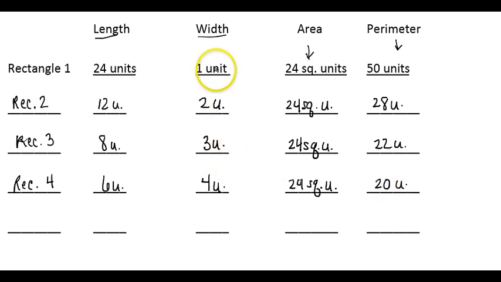In fact, the wider our rectangle gets, the smaller the perimeter gets. The longer the rectangle is, the longer the perimeter is. So you can see a connection there between the changing of the units.